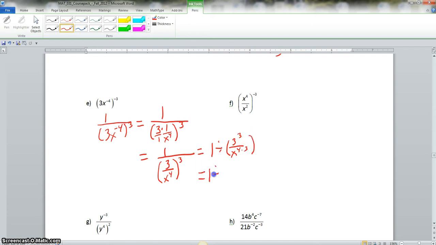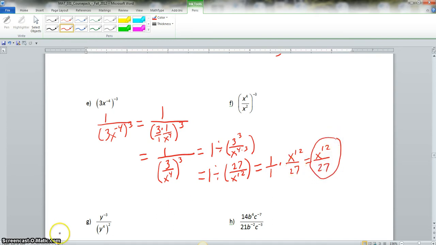Now this will give us 1 divided by 3 to the 3rd is 27 all over x to the 12th power. Now we can make this 1 over 1 times, we'll take the reciprocal of this fraction, which would be x to the 12th all over 27. 1 times x to the 12th is x to the 12th, and 1 times 27 is 27. So that is our final answer.